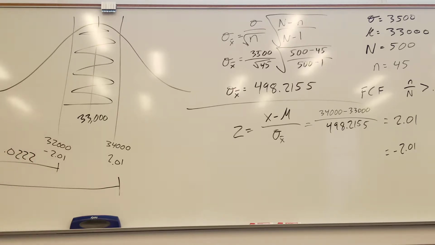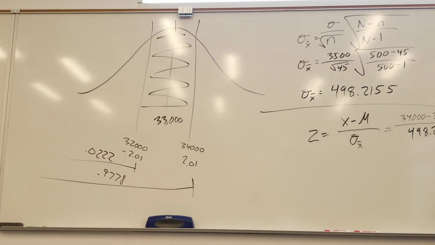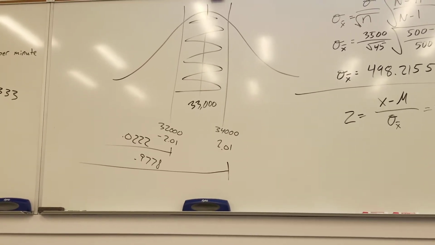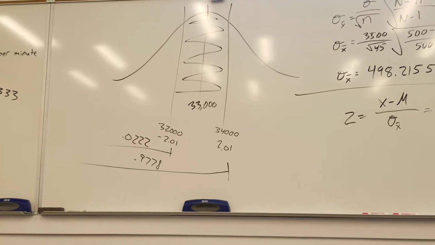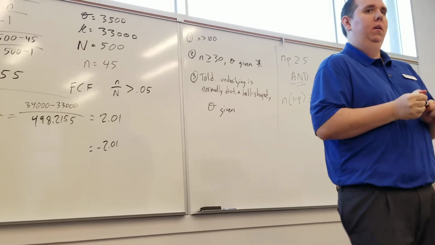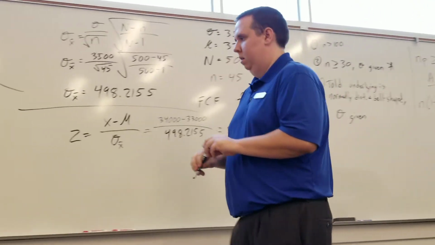Okay. And what about for 2.01? 0.9778. So if we take the difference of those, that will tell us the area between those two spots, and that is what? The probability. Oh, 0.9556.